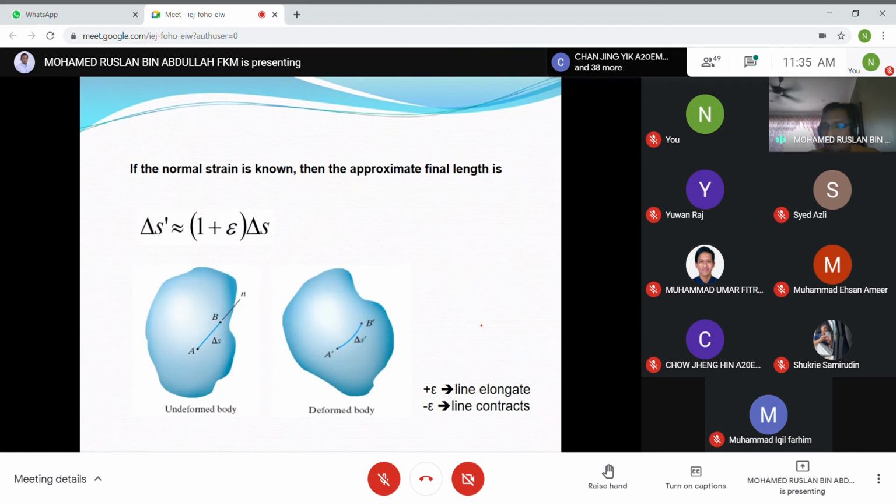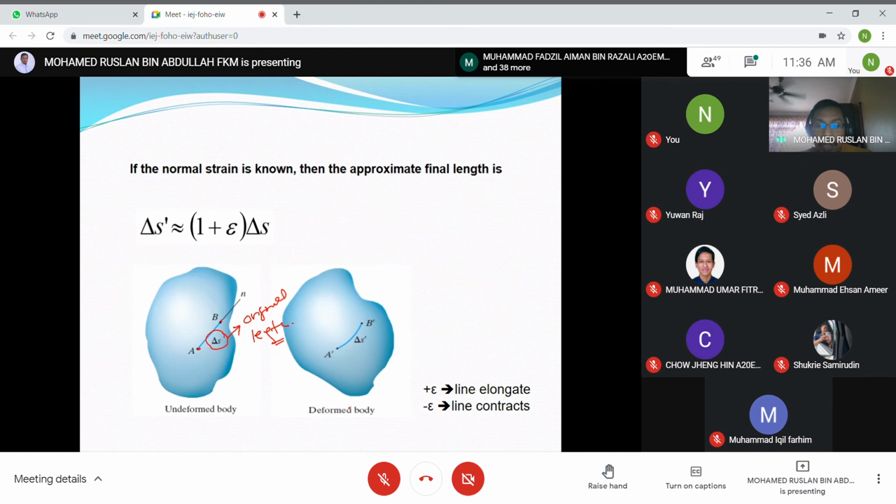Okay, so to give a diagram to help you understand this one, let's say this is the body. So this is point A and point B, and the distance between point A and point B equal to delta S. This is what we call the original length. The original length means the distance between the points when the body is free from the force, so we call it undeformed, or before deformation.